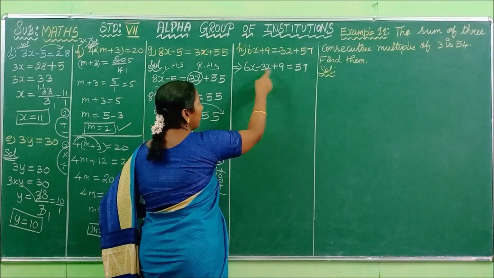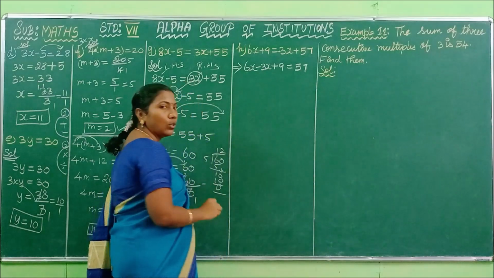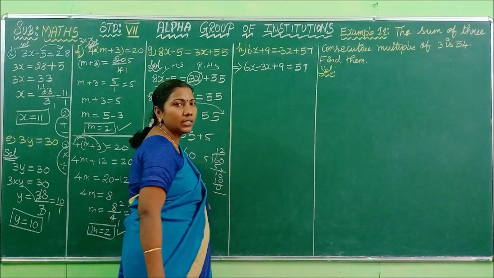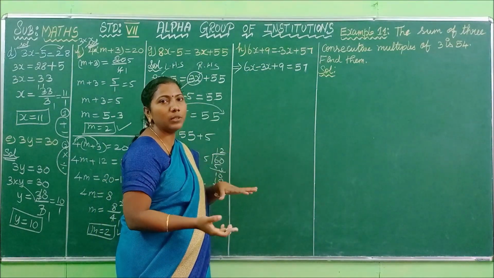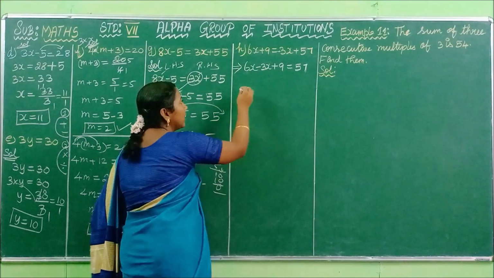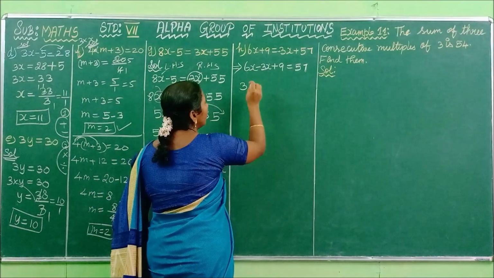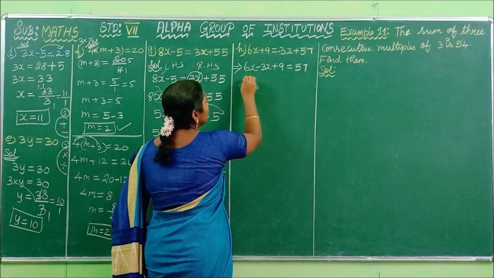Next you have to subtract this term. Both are like terms, so we can add and subtract the like terms. So 6x minus 3x. 6 apples minus 3 apples. What is your answer? 3 apples. Instead of apples we are writing x. So 3x. Okay. We can also include the step, children.